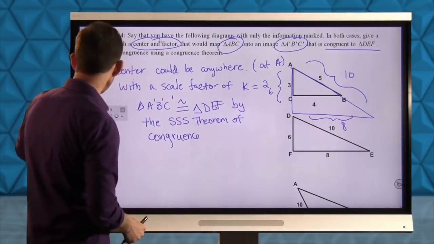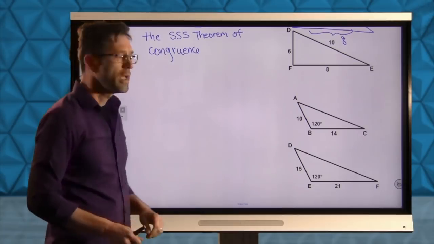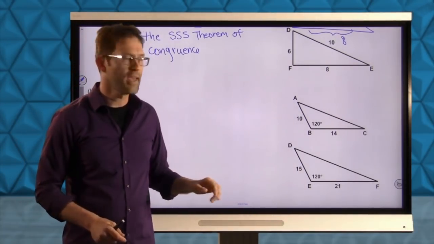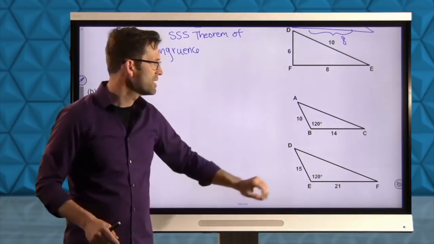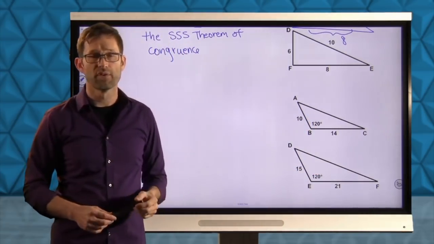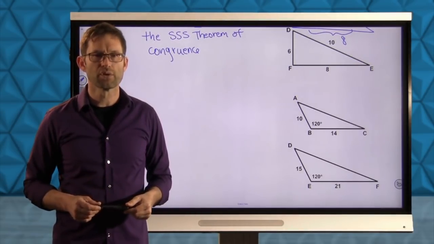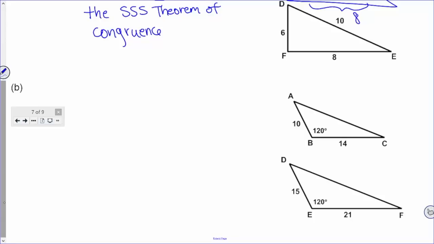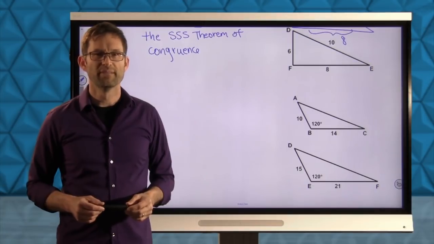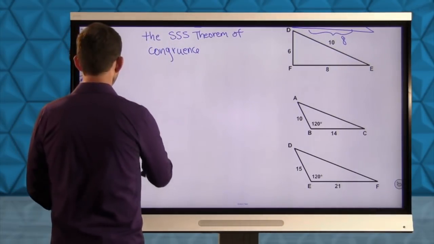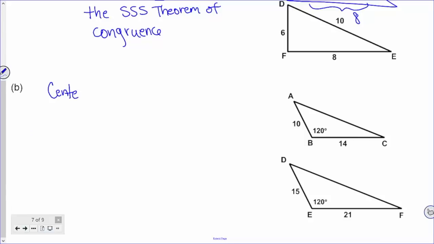All right? Let's take a look at letter B. All right, here we've got a side-angle-side situation. Again, 15 to 10, 21 to 14, and then that 120 degree angle between the two. So again, pick yourself a center. This time the dilation factor is a little bit trickier, but I'm sure you can figure it out, and then let's talk about it. All right, let's go ahead. Again, the center could be anywhere. But let's pick, I'm going to pick point B.